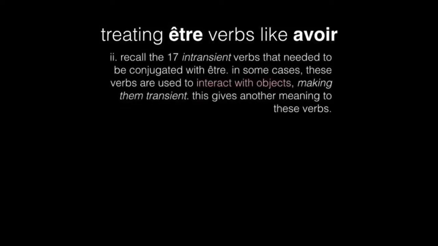So let's start thinking about treating être verbs like avoir, and this is the second point that most people don't usually cover, but it's still fairly important. So you'll recall the 17 Dr. and Mrs. Vandertramp verbs that needed to be conjugated with être. In some cases, these verbs are used to interact with objects, so in this case, it makes them transitive. This gives another meaning to these verbs.